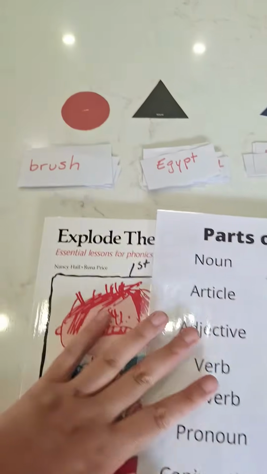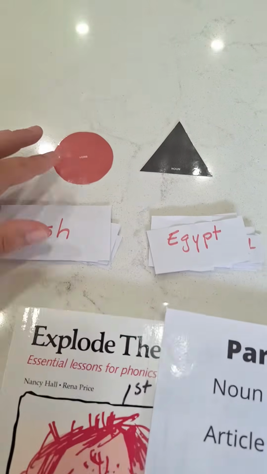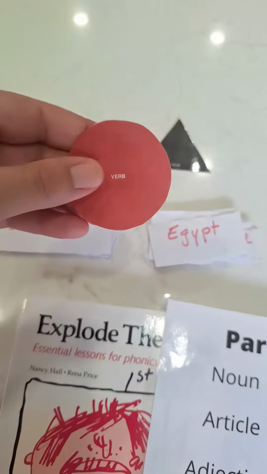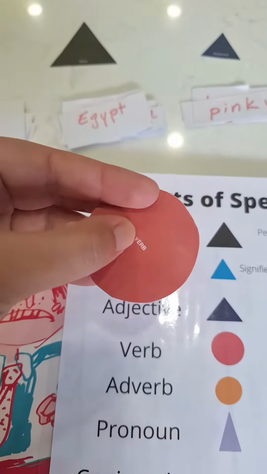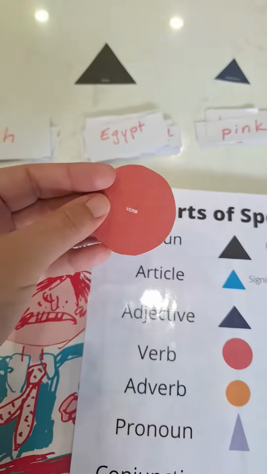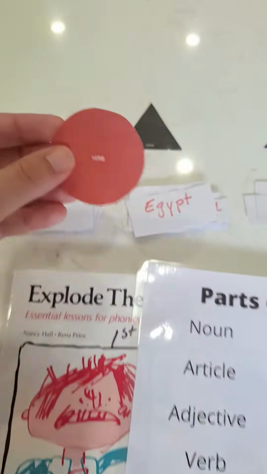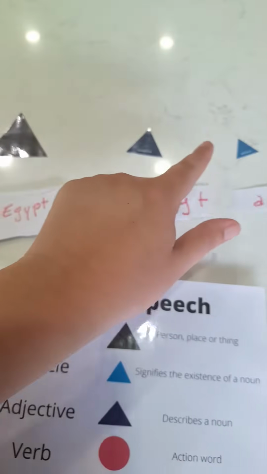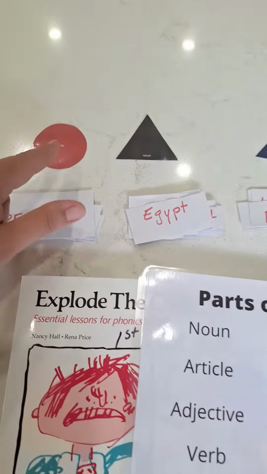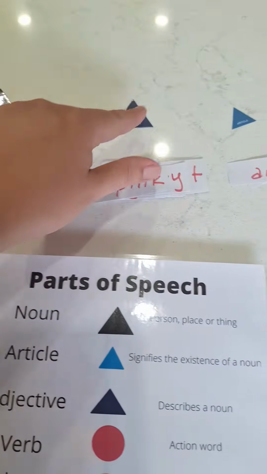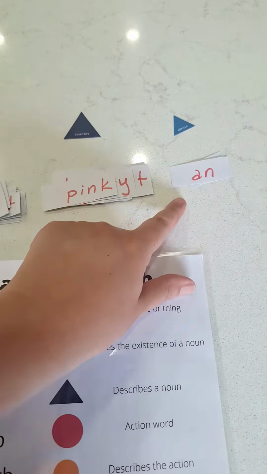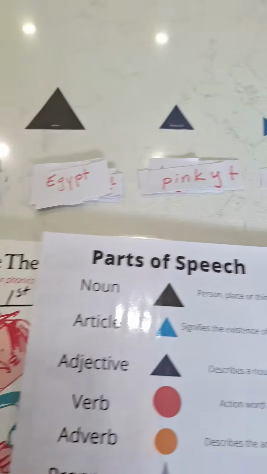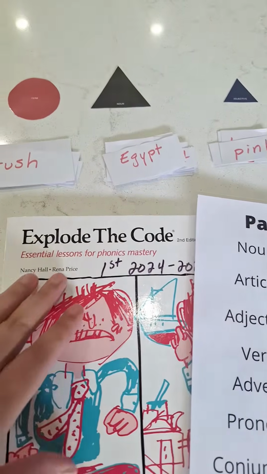And one of the free resources I shared had the parts of speech with the word written on it. So I printed and laminated those, and I'm just starting her out with four parts of speech: the verb, the noun, the adjective, and the article. There's not too many of them. And so then I use Explode the Code.